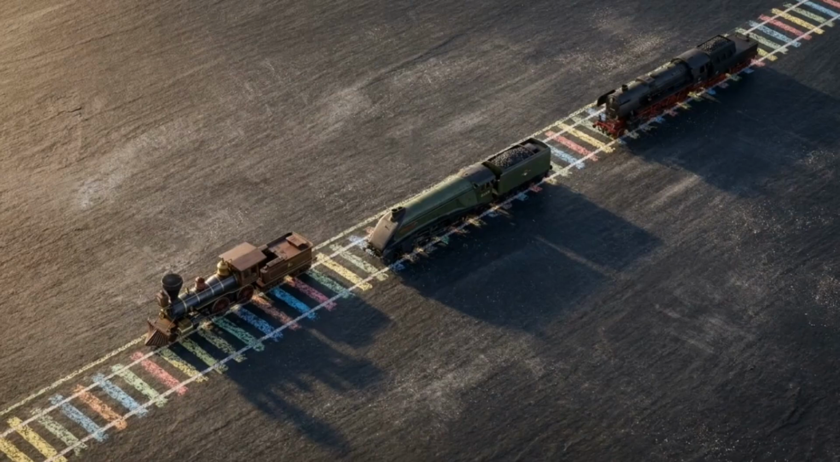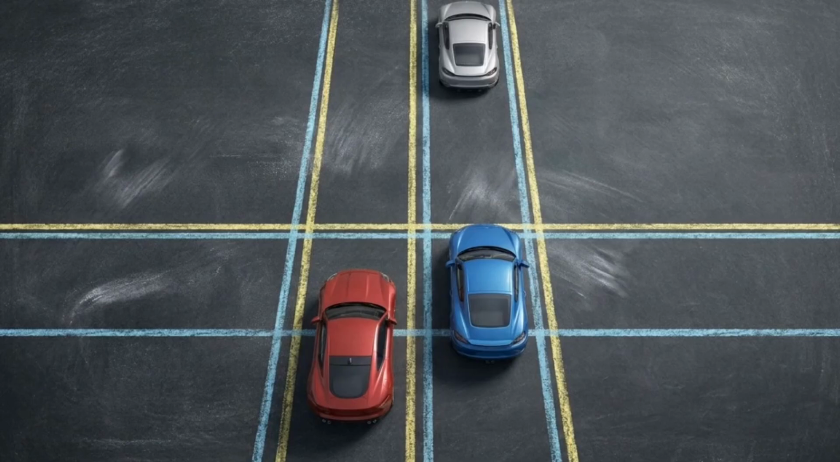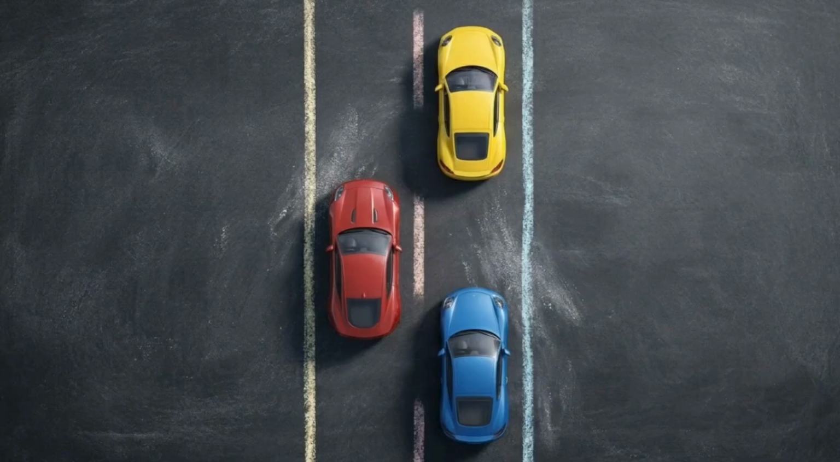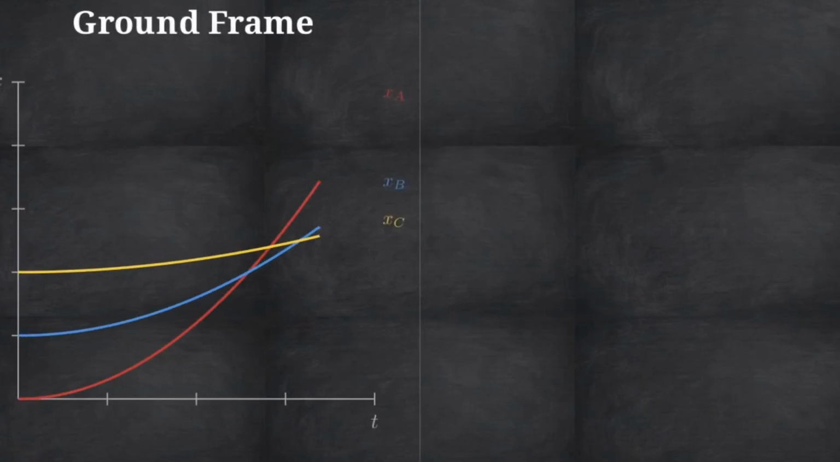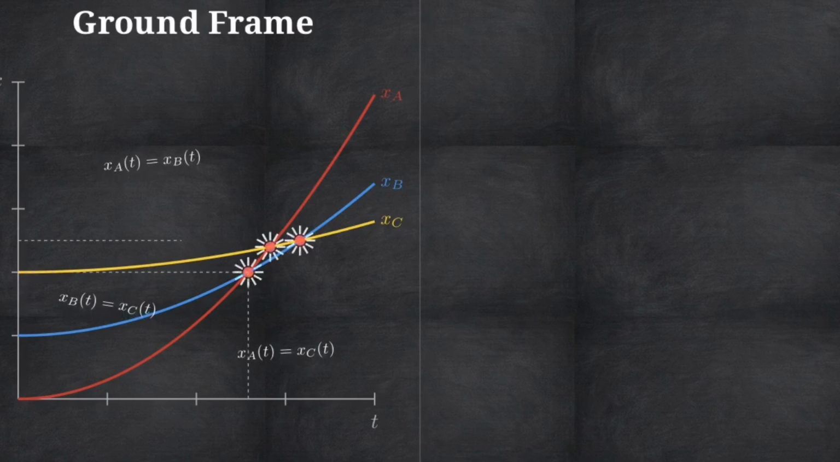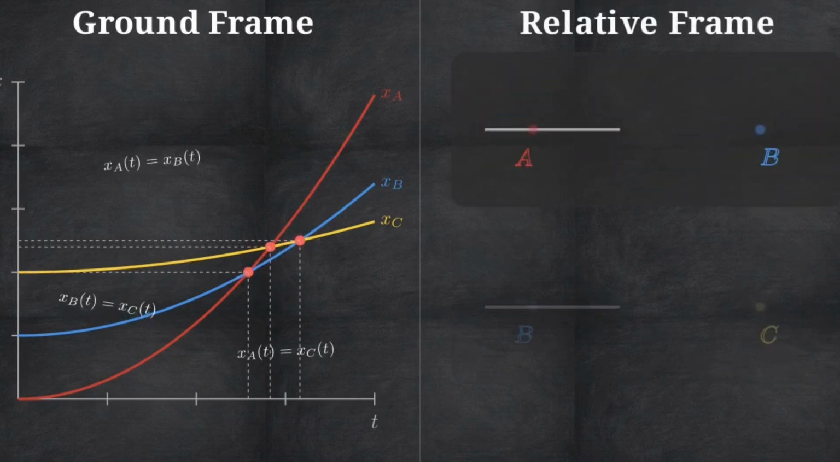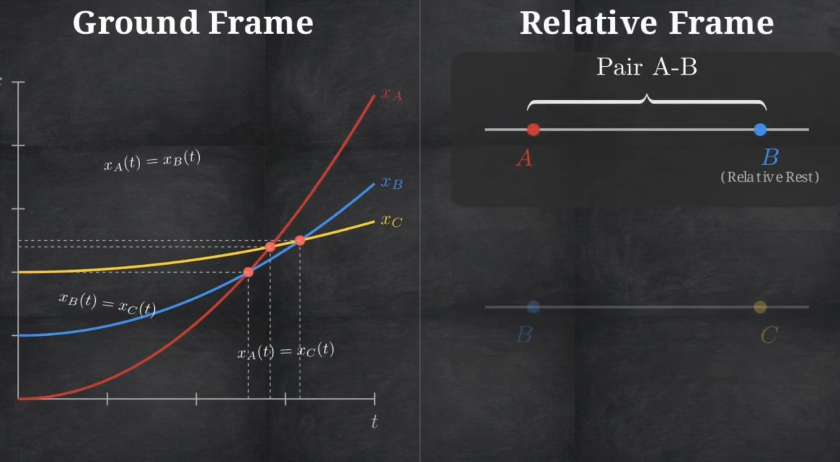Now we scale the kinematics up to a three-body system, with multiple objects interacting on a single one-dimensional track. There is a strict methodology for multi-body interactions. Collisions are solved as discrete, sequential piecewise events, solving for one impact to find the initial conditions for the next. On the left, tracking this in the ground frame results in overlapping quadratics. On the right, the relative frame allows us to cleanly sequence the interactions, solving pair AB and then pair BC.